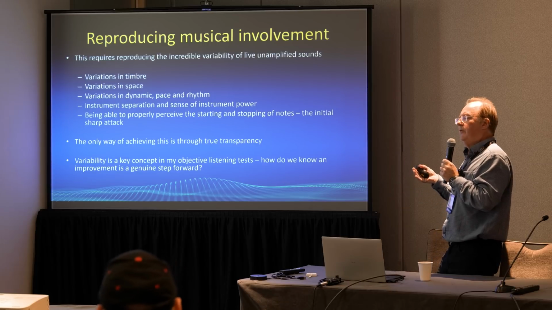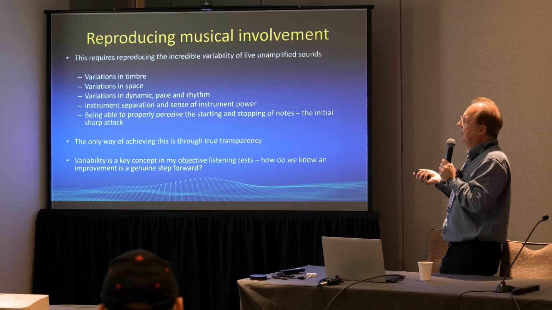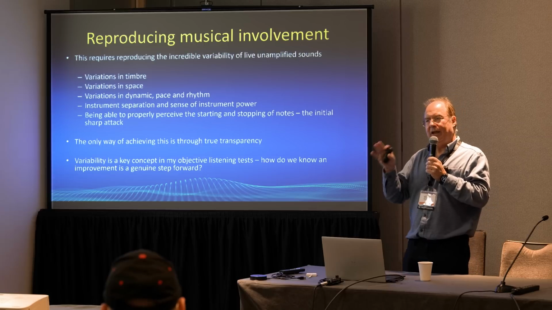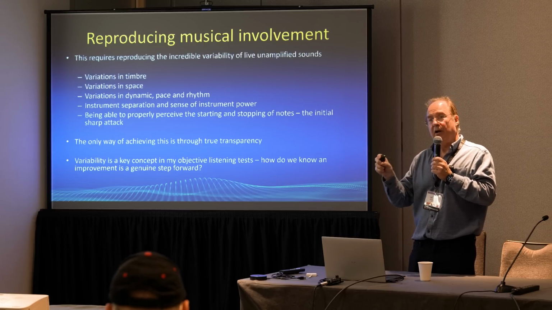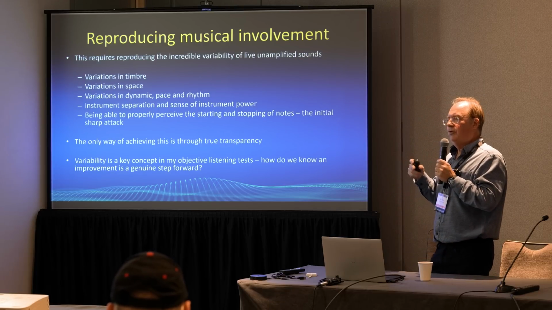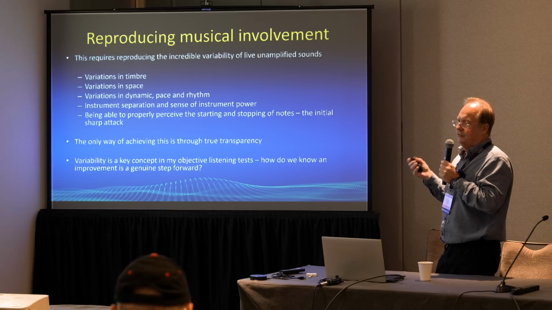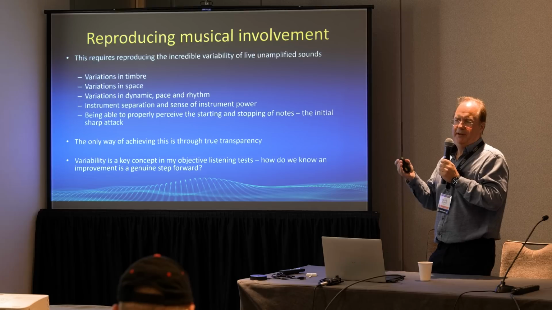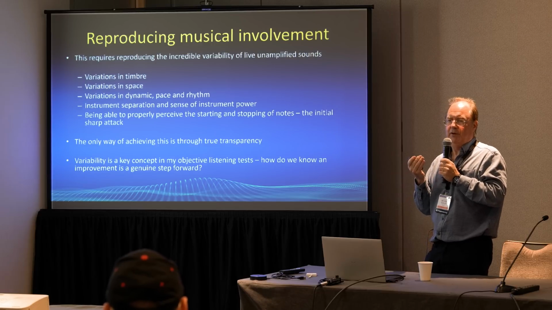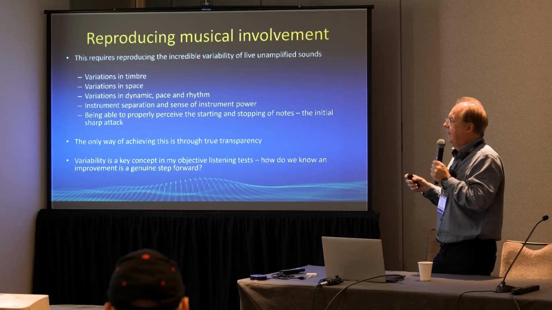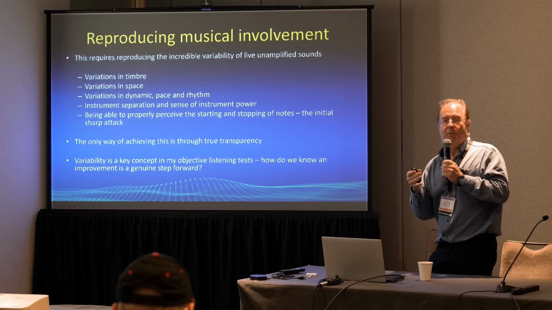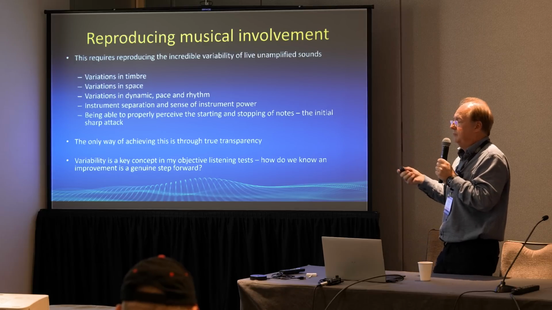If you get more variations in timbre, variations in space, dynamic, instrument separation, and being able to perceive the starting and stopping of notes, if the DAC is becoming more varied, you know you're getting closer to the original musical truth. The only way of achieving this is through true transparency. I say true transparency because it's very easy to fool the ear into thinking that something sounds more transparent because it's giving you enhanced sound quality, a sharper sound, but it's not natural. And the only way of actually recognizing that you're not hearing true transparency is if it's not more emotionally involving.